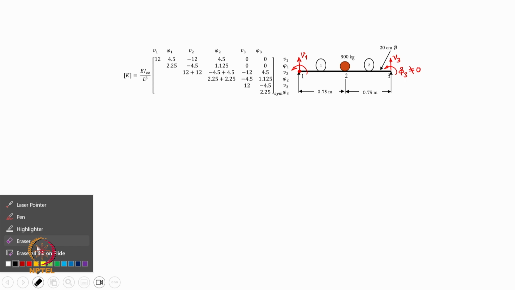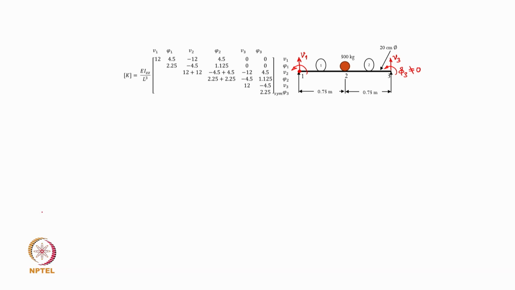So, in this case, if this is the global stiffness matrix that we have obtained, let us look at how we apply the constraint. The constraint, as we discussed, is that V1 and V3 are 0, and one of the simplest ways of implementing these constraints in the global matrices is to remove the rows and columns corresponding to these degrees of freedom. So, in the global context, if the degrees of freedom are V1, phi1, V2, phi2 and V3, phi3, we would remove the column and row corresponding to V1 and V3.